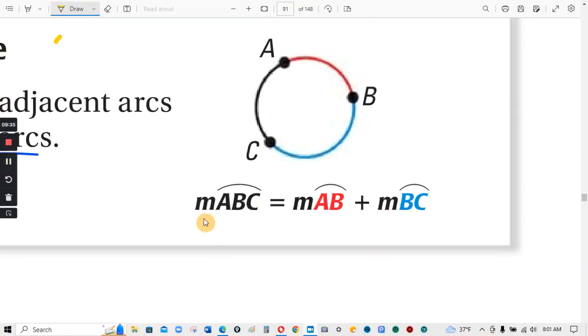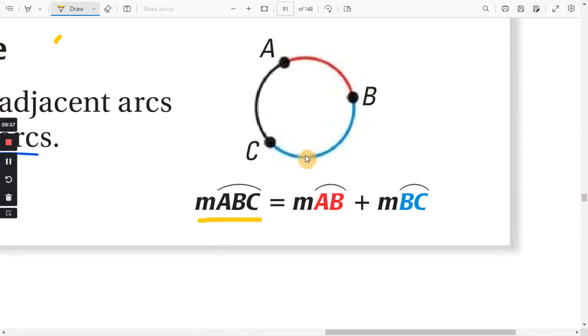They're looking to find the measure of arc ABC. If you start at A and head toward B and head toward C, that is the arc we are trying to find. If you add this part here in red, which is just AB, and this part here in blue, which is just BC, you will get the measure of the whole thing. So you can add the arcs together.